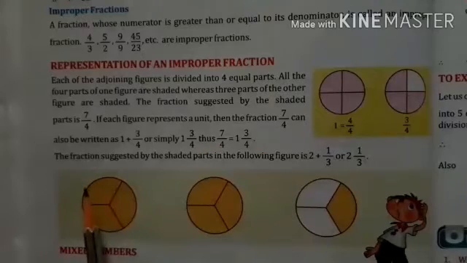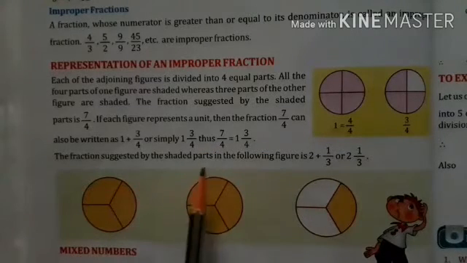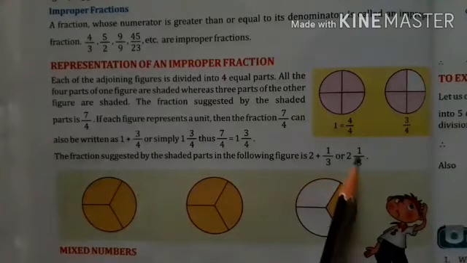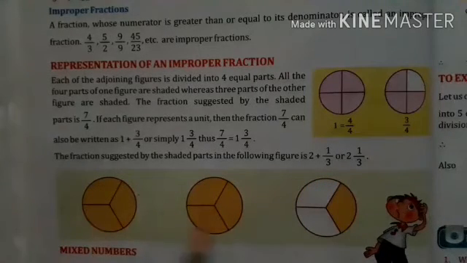Okay. Now look at here, students. The fraction suggested by the shaded parts in the following figure is 2 plus 1 by 3 or 2 1/3. So look at here, students. There are three parts, right? And all parts are shaded. So 3 by 3 equal to 1.